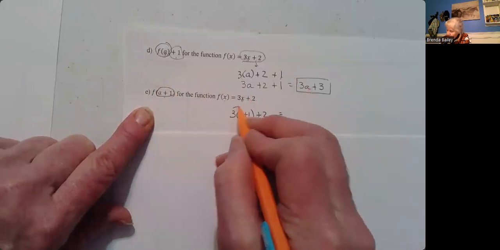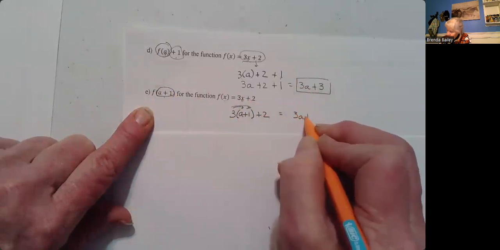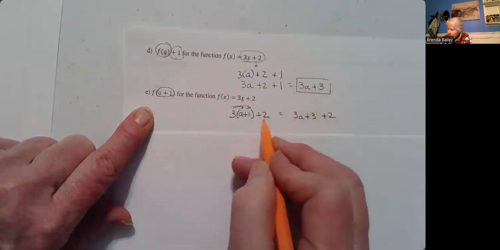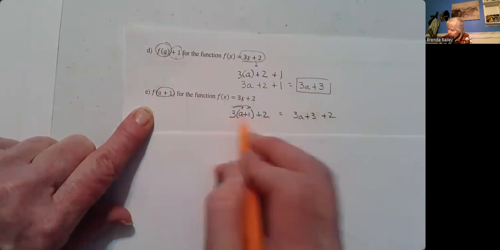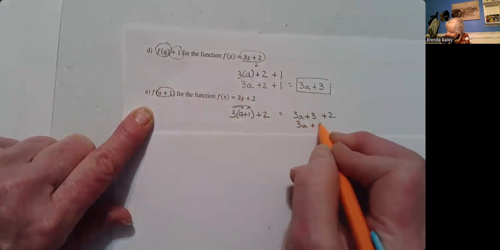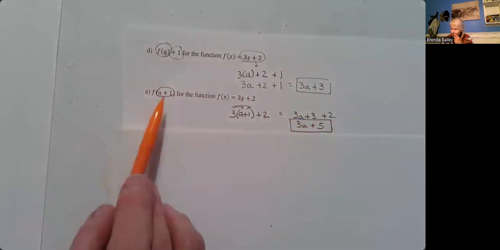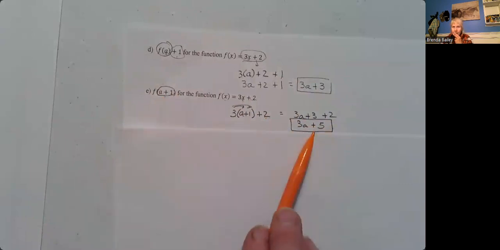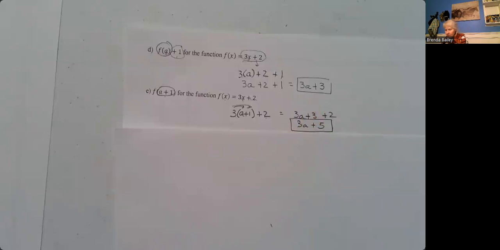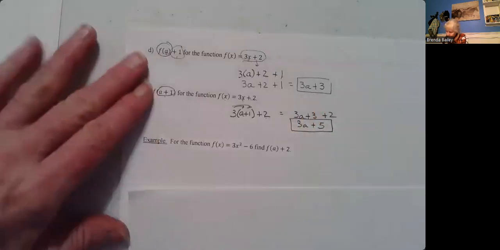So we clean it up by using the distributive property. Then we have our +2. The 2 is not in the parentheses, so you don't multiply it. And then we get 3a plus 5 as our answer. That's what this is equal to, 3a plus 5. And this was 3a plus 3. So it doesn't matter where that 1 is. Okay.